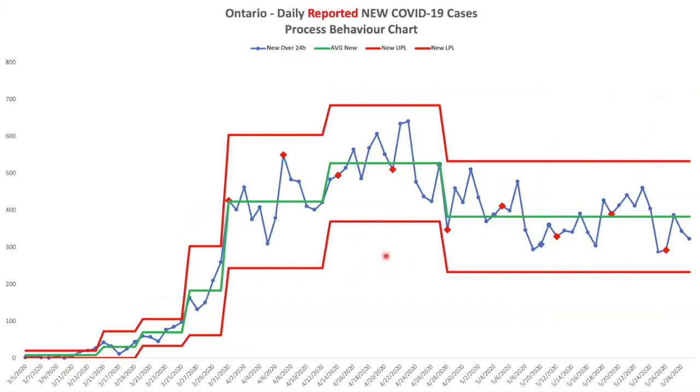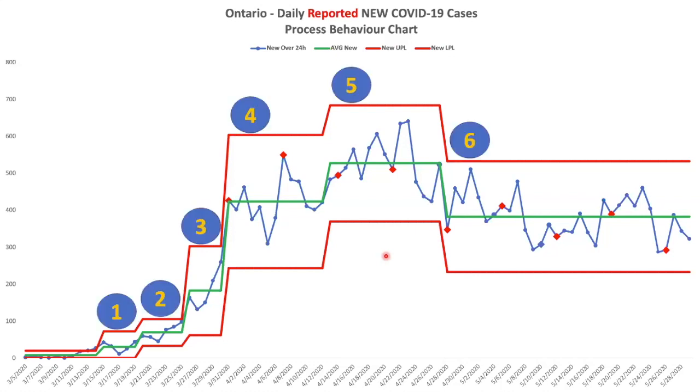So finally, let's look at the number that gets everyone going every single day. This is the process behavior chart for the daily new cases figure. This is the one where if it goes up, down, does a run, we get the most interest in. So what do we observe in this particular chart? Well, we see that we've got 6 process shifts again.